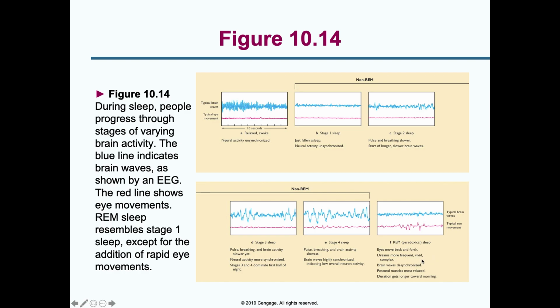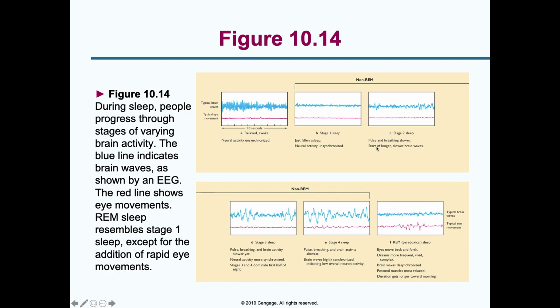Now let's talk about timing. Usually stages 2, 3, and 4 last about 90 to 100 minutes. And then what ends up happening during the night is we fall asleep. We go through stages 2, 3, and 4. And then we go back to 3 and 2. And then we enter REM sleep.